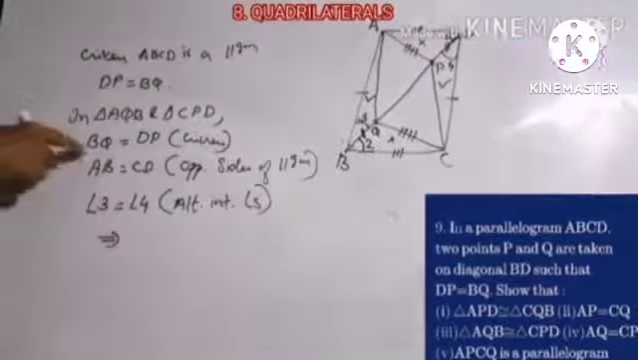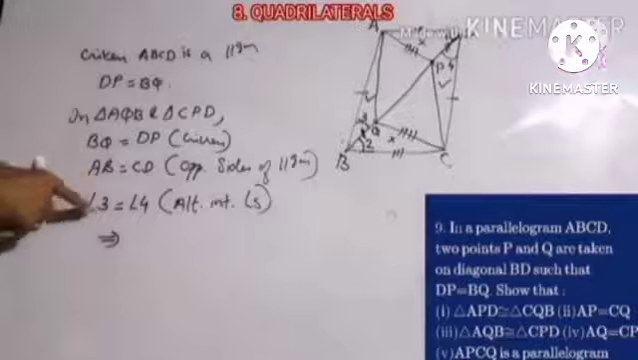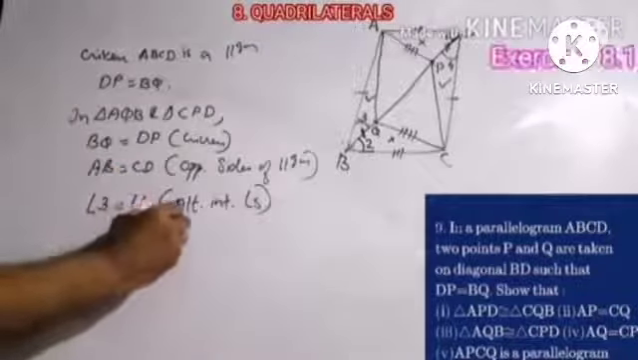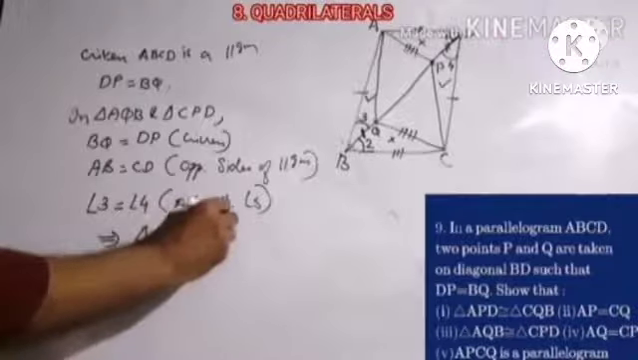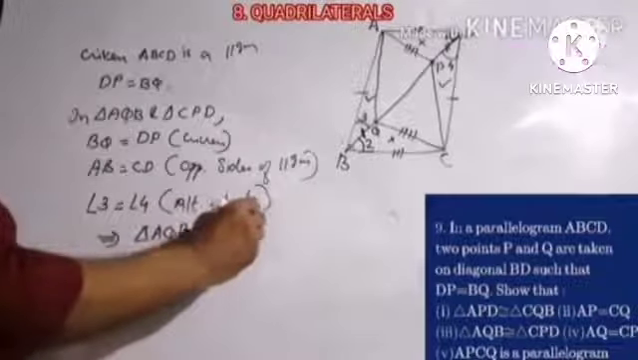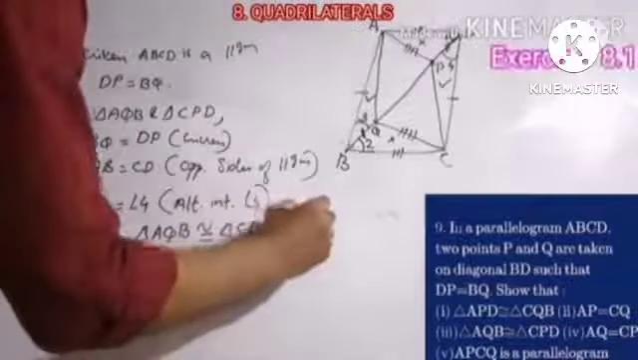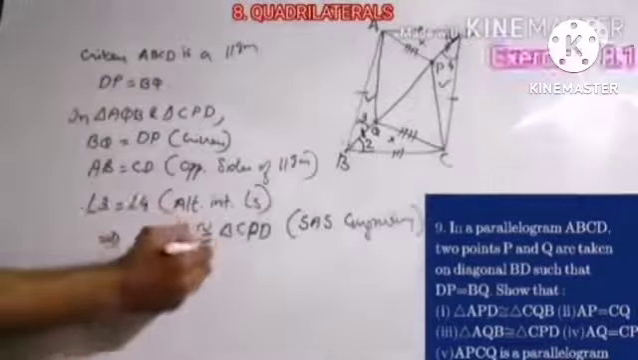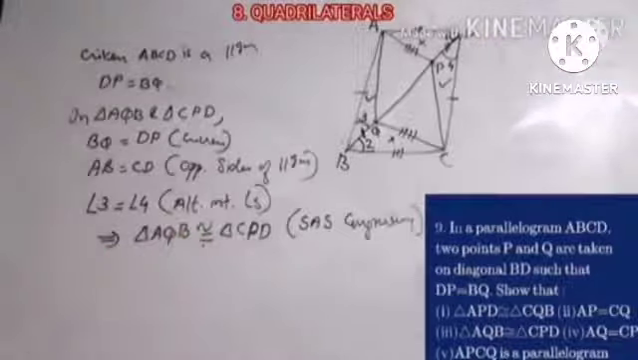So now we have two pairs of sides equal and one included angle equal. Then triangle AQB is congruent to triangle CPD. This is SAS congruency. Okay, so answer 3 is completed.